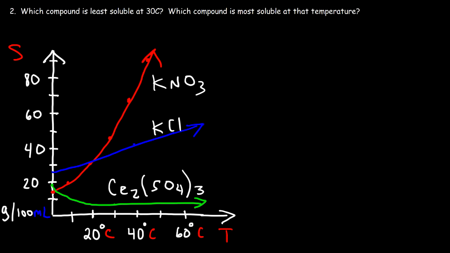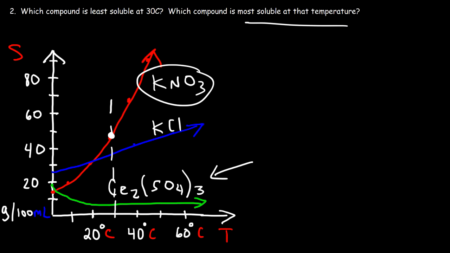Now let's move on to our second question. Which compound is least soluble at 30 degrees Celsius? So let's draw a line at 30 degrees Celsius, which is here. So the compound that is least soluble is going to be the one that's lowest on that line, which is the green line. So therefore, cerium sulfate is the least soluble at 30 degrees Celsius. Now, which compound is the most soluble at that temperature? Out of everything that's listed in this graph, the highest one is the red line. So potassium nitrate is the most soluble substance at that temperature using the graph that we're given.